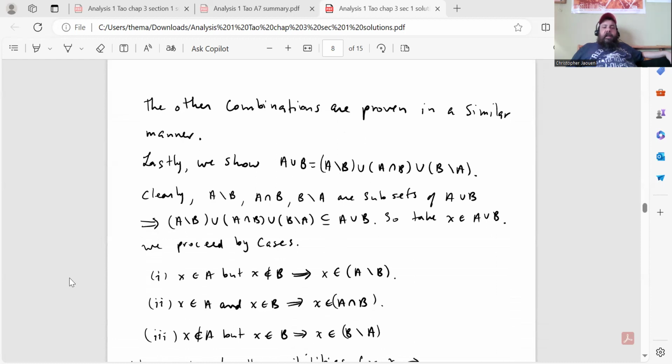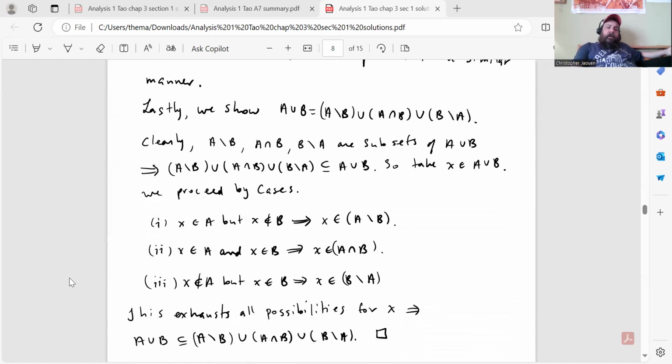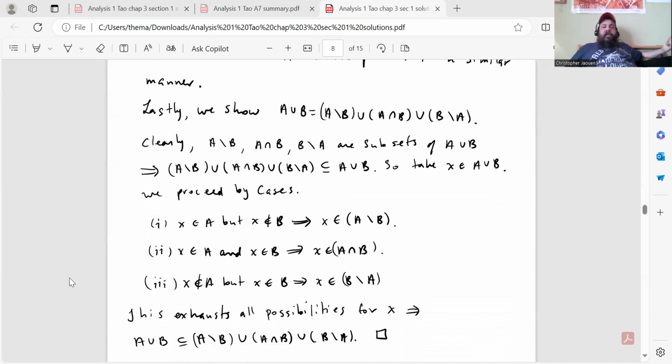Clearly, A minus B, A intersect B, and B minus A are subsets of A union B. So the union of those three sets is a subset of A union B. So take x, an element of A union B, and then we want to show that A union B is a subset of the disjoint union of those other three sets. All right, so proceeding by cases. Case one, let x be in A, but x not in B.